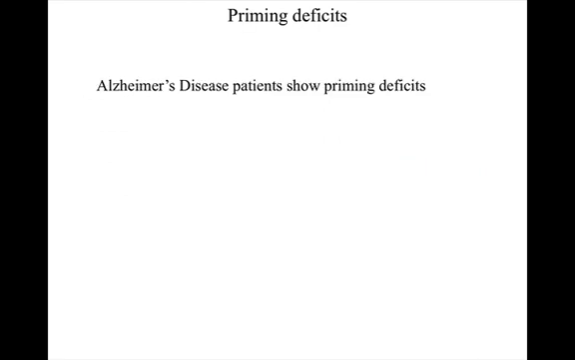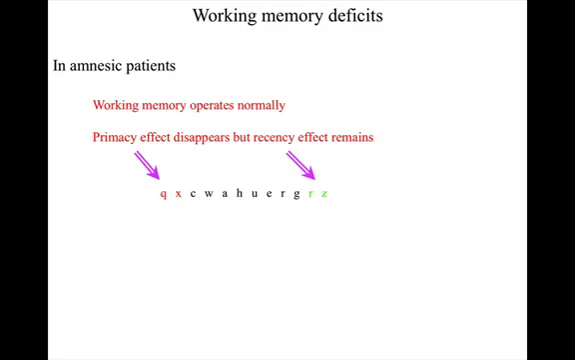Priming deficits rarely result from brain damage of any kind, but in the case of Alzheimer's disease, there is a deficit. This kind of deficit can be observed, along with major declarative memory deficits. But on the other hand, the ability to learn simple new skills is still preserved.